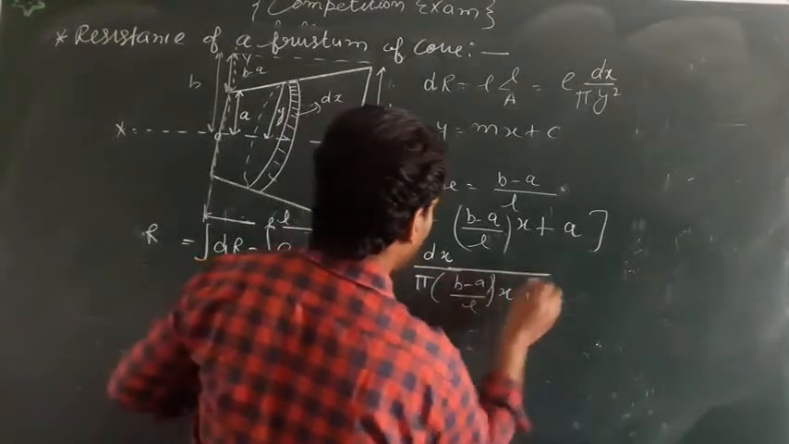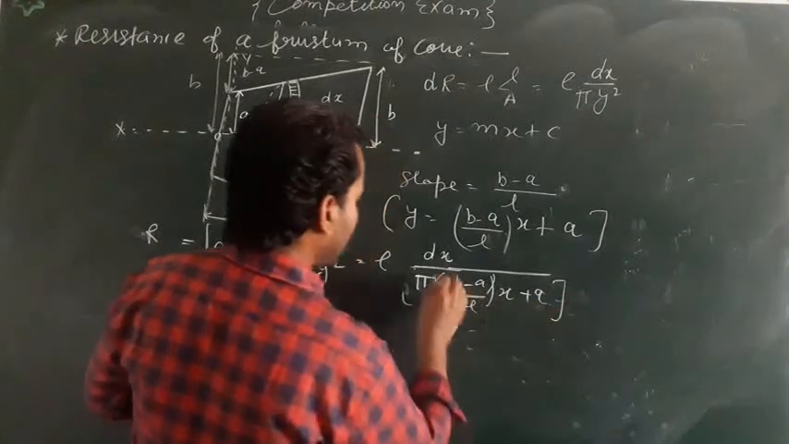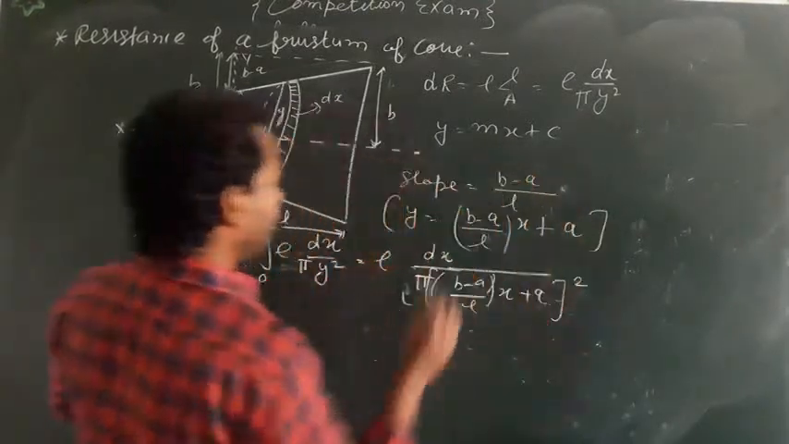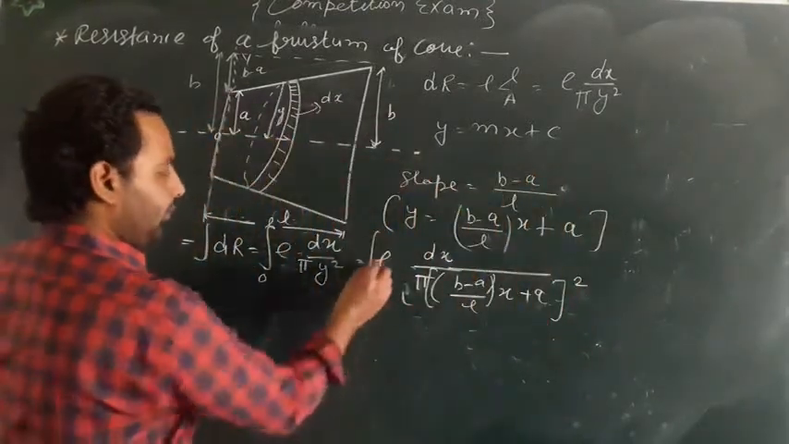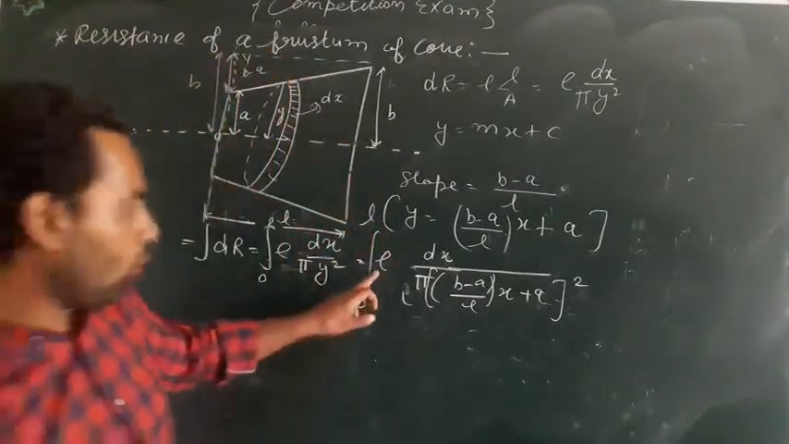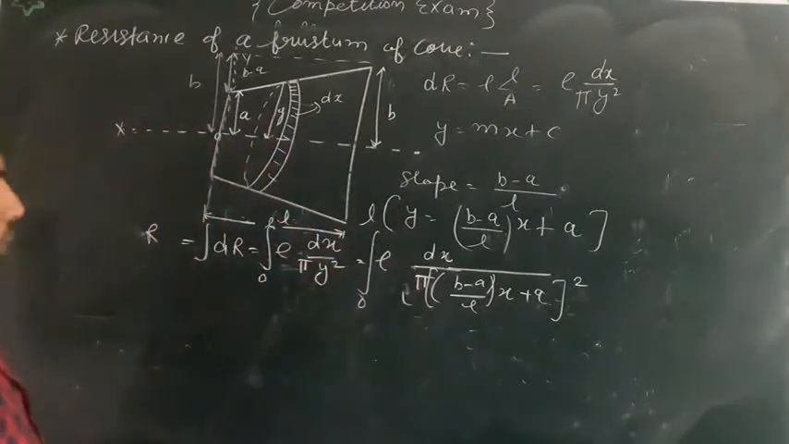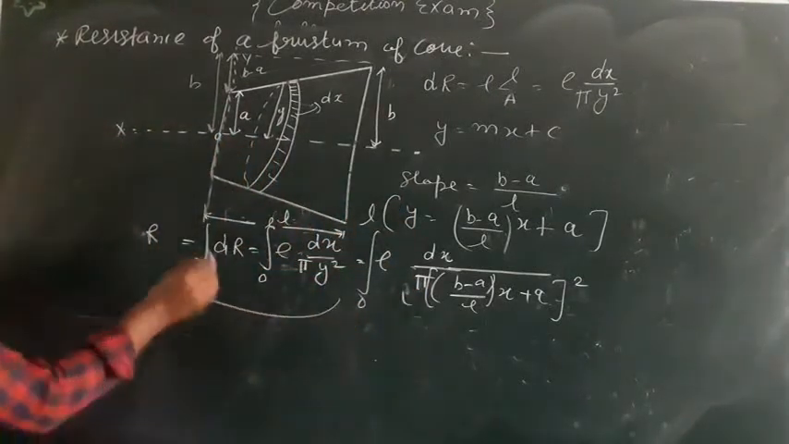See this whole term divided by pi r square. So its whole term square is there. Clear? So now we have to integrate it from 0 to L. In the next part, what we have seen here is that rho and pi are constant terms. So we have to integrate it. Here I am solving what its integration is.